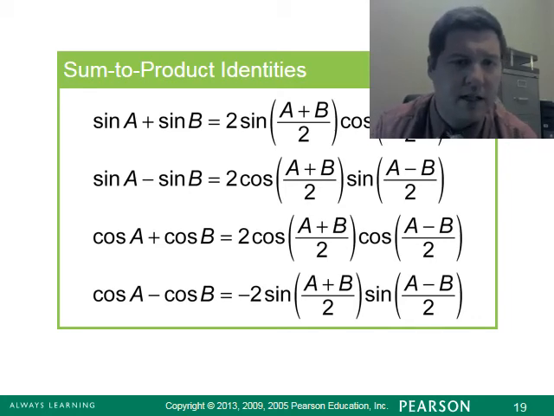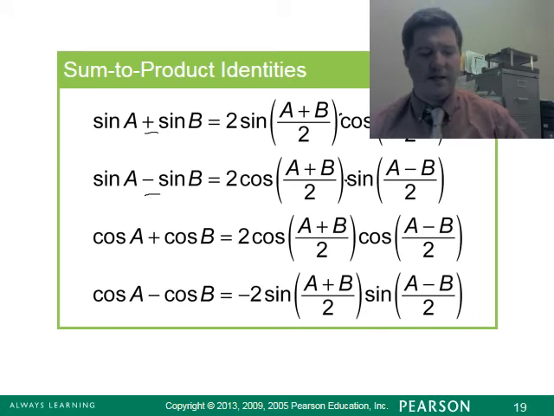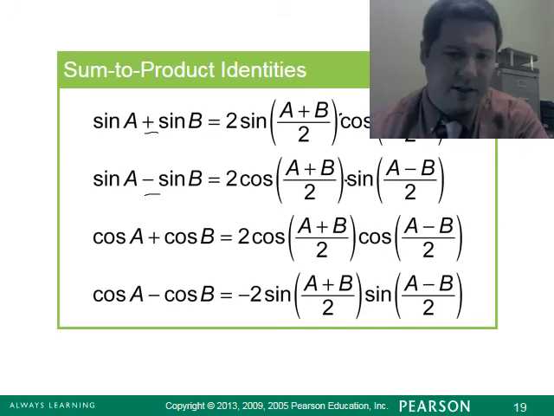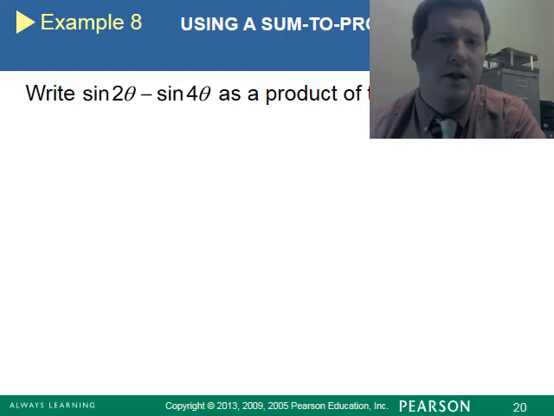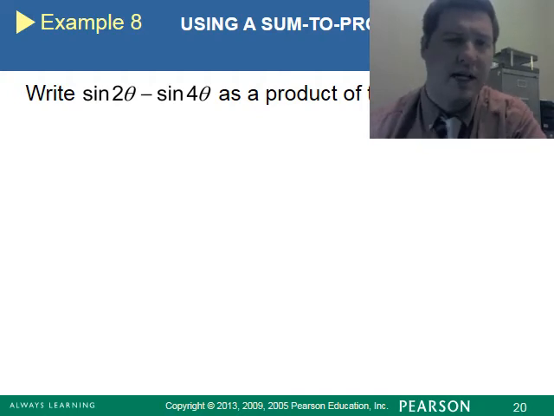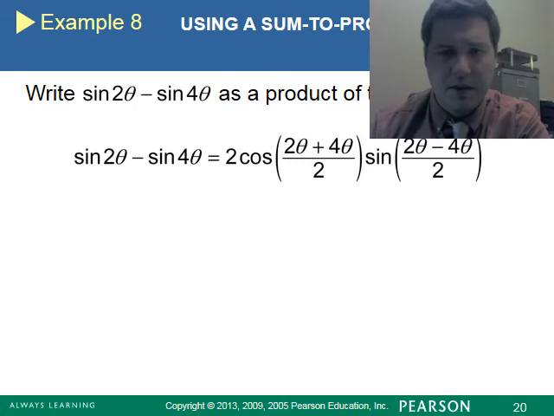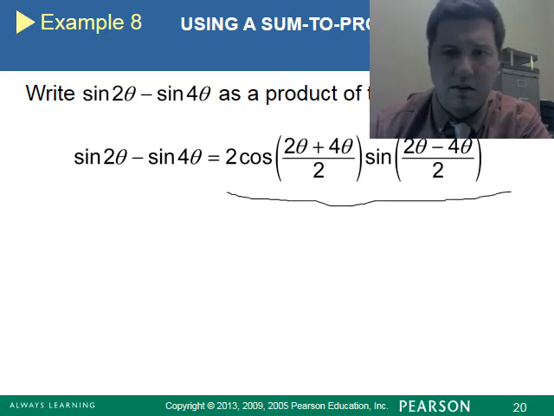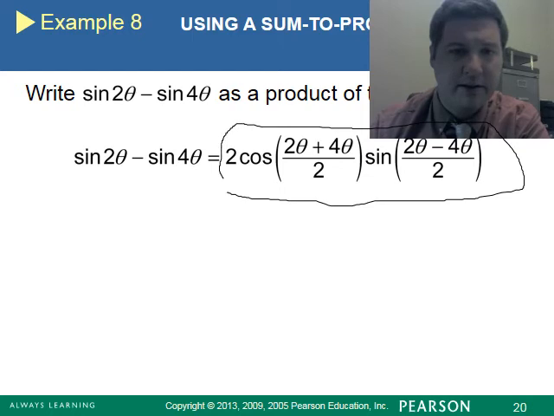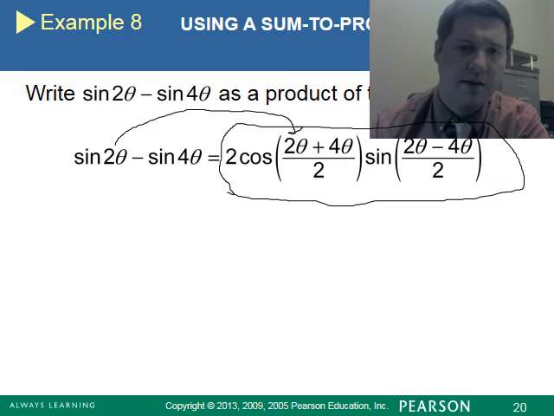Sum to product identities. So we're taking a sum and writing it as a product, or we're taking a difference and writing it as a product. Again, just another set of formulas. You just find the one that looks like what you're given or looks like what you're asked for. So using sine of 2 theta minus sine of 4 theta, I didn't write the actual identity, but here it is once it's plugged in, where I've taken A is 2 theta, B is 4 theta, and plug those in.